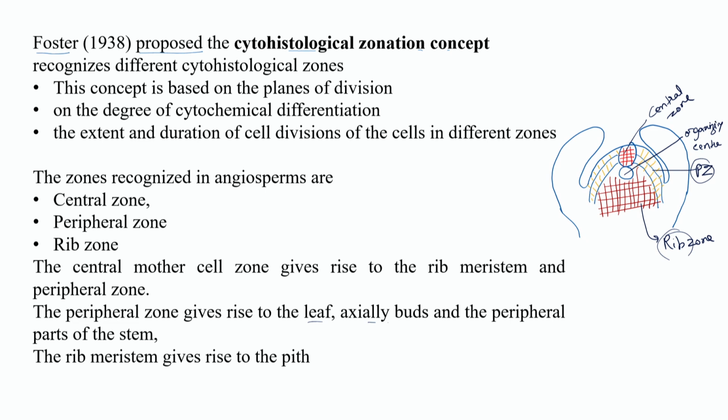The organizing center is present just below the central zone, and it is responsible for controlling the activity of the meristematic tissue. It releases a lot of chemicals, a lot of hormones, which control the activity of the central zone.